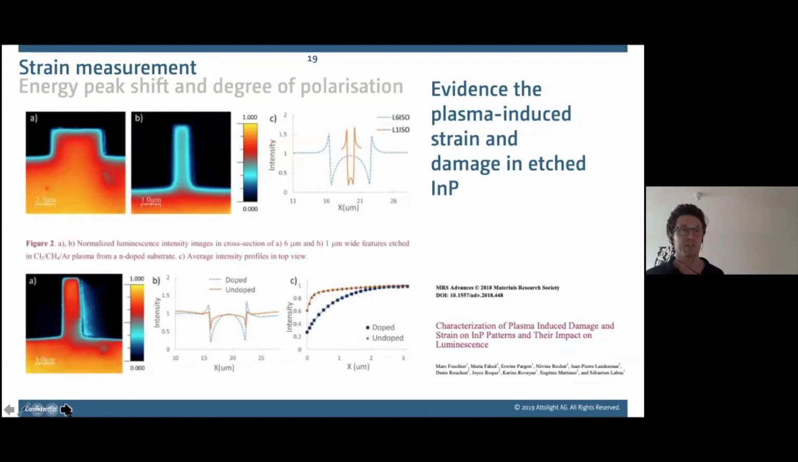Now, also for process development, strain measurement. So this is one of our customers who was interested in evidencing the impact of a plasma treatment on indium phosphide, and he used polarization dependent cathodoluminescence spectroscopy, and this allowed him to pinpoint where a strain was being created inside the material during the process, and this really improved the process greatly.